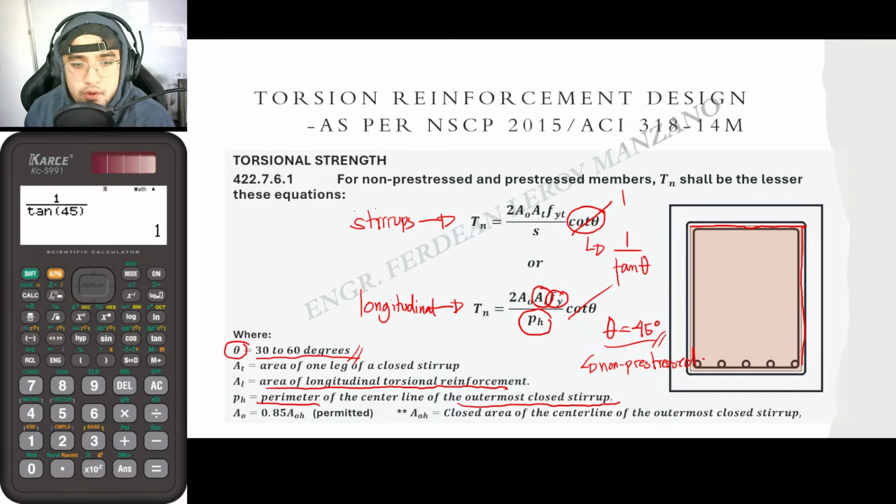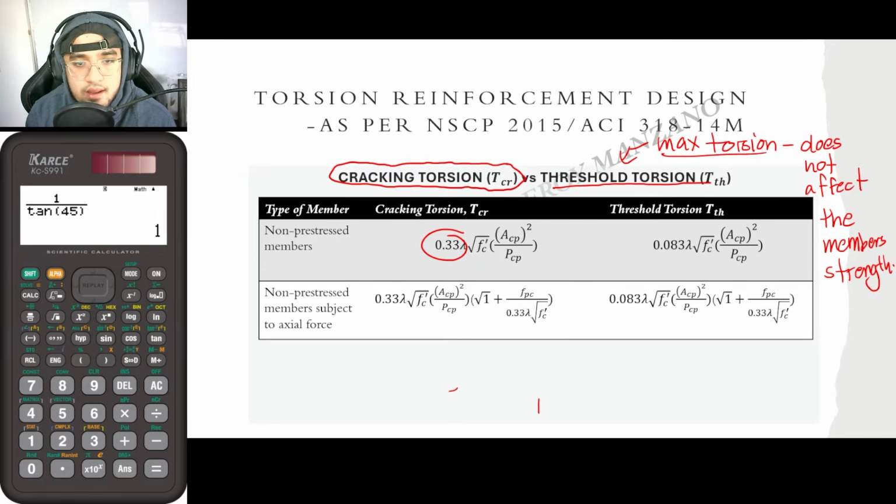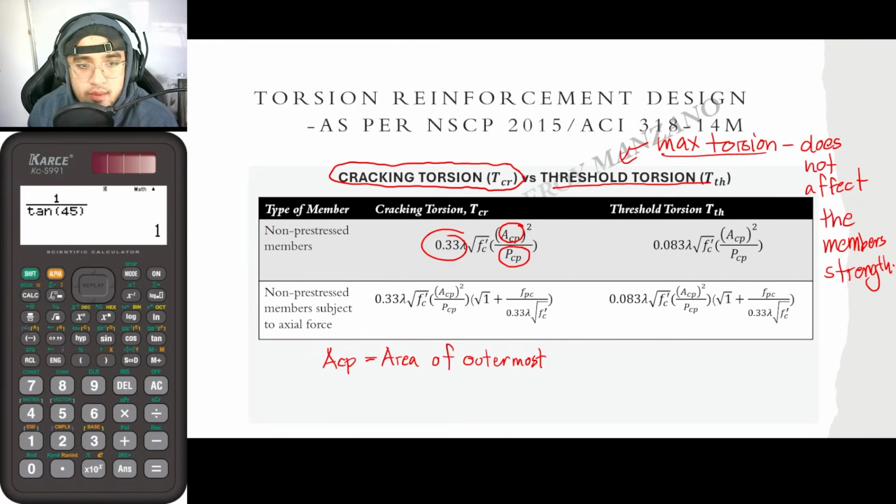Okay, going back to our previous equation, since I forgot to explain what these parameters are, let me erase some of this. As you can see, in this formula we have ACP, and we also have PCP. ACP is the area of the outermost section of our beam. And PCP is the perimeter of this area.